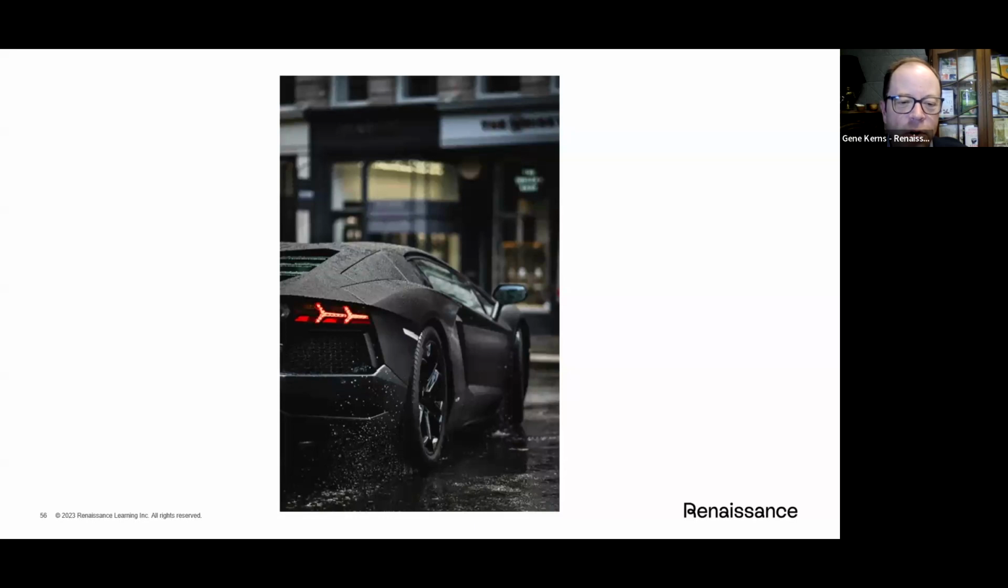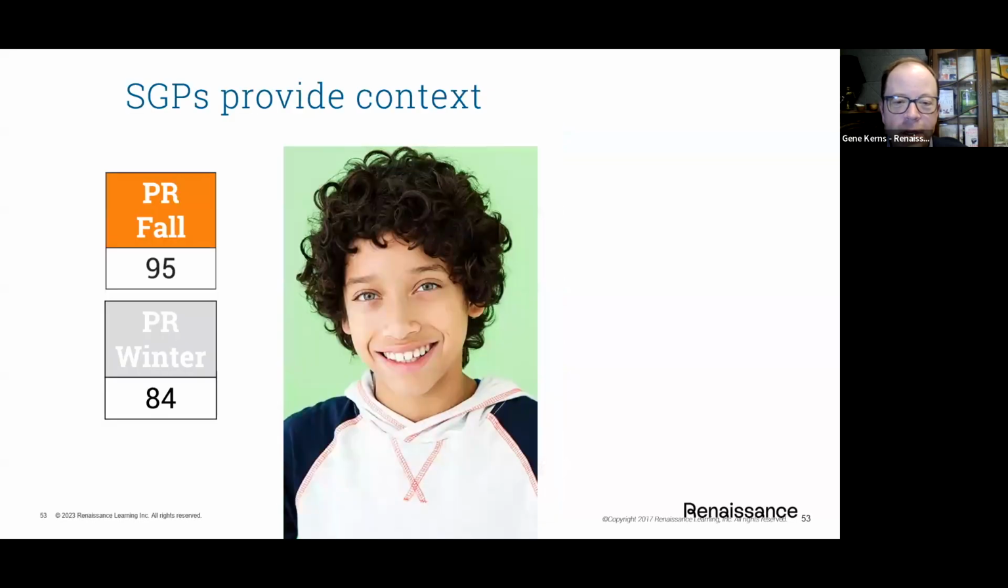So, for example, it is possible to look at a kid and see, so here's Diego. He has a percentile rank of 95 in the fall. In the winter, he's got an 84, so we might see a really low percentile rank there. It's possible to see a high percentile and a low SGP. It's possible to see a low SGP and a high percentile. These move separately from one another. In the case of Diego and a high performing kid, here's why it's so important.